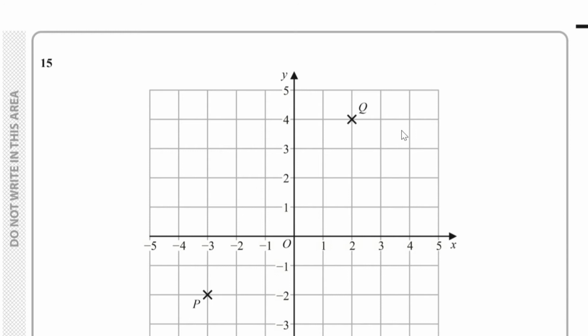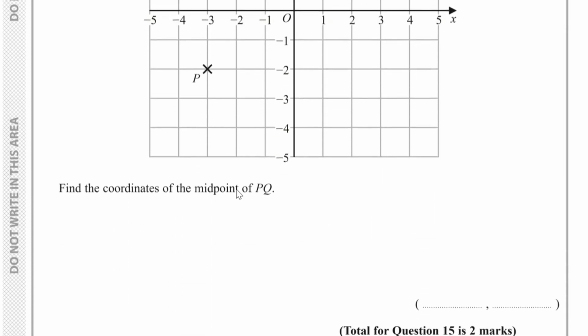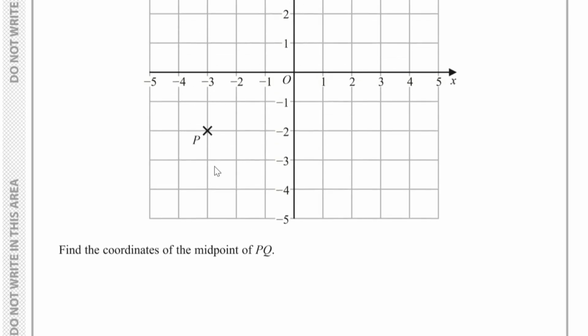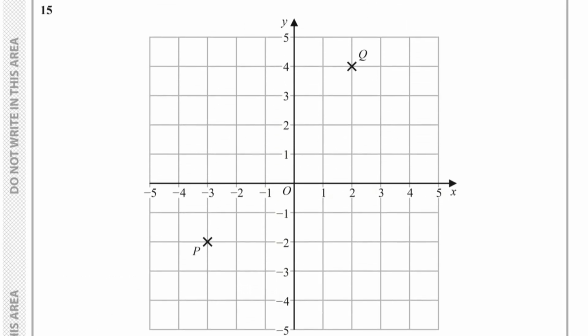Question number 15. We've got the points P and Q, and we have to find the coordinates of the midpoint of PQ. Well, the way to think about this is to think, how many do we go across from P to Q? Well, we go 1, 2, 3, 4, 5 across. And how many do we go up? Well, we go 1, 2, 3, 4, 5, 6 up.